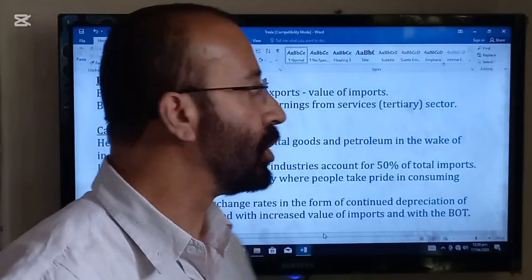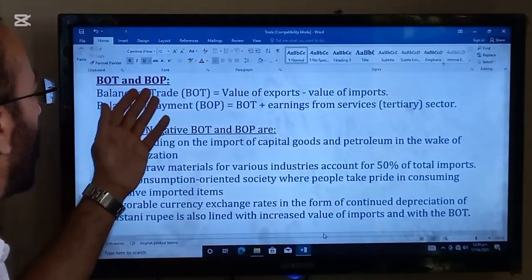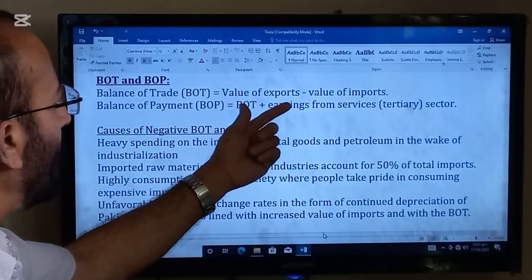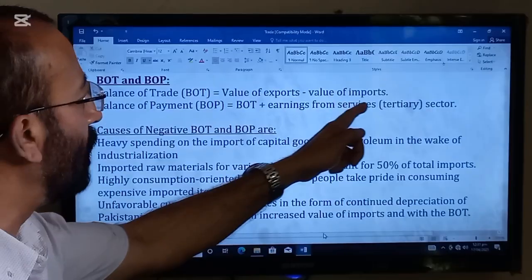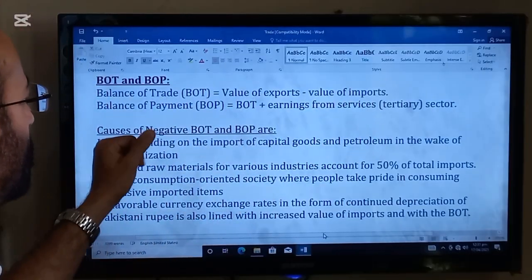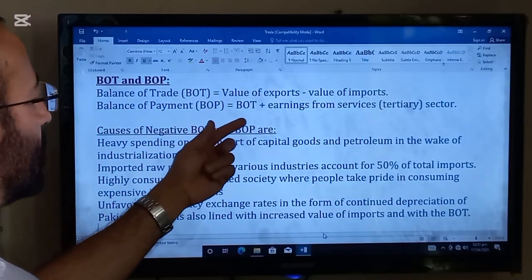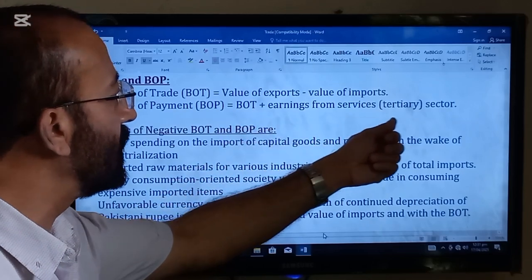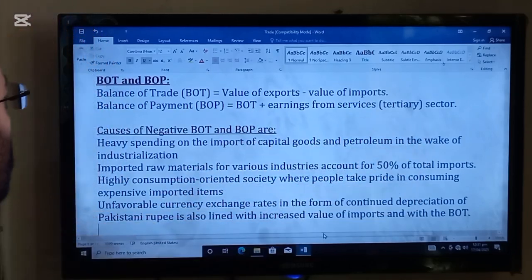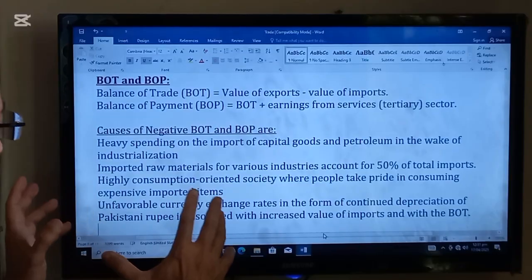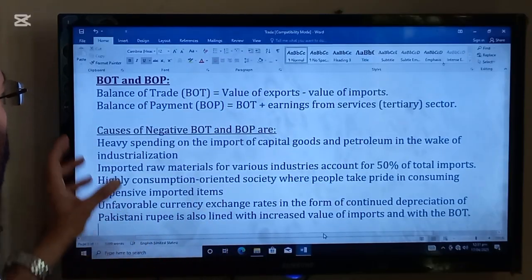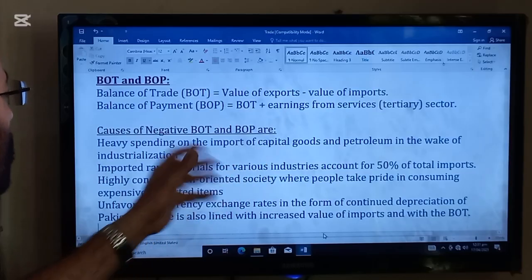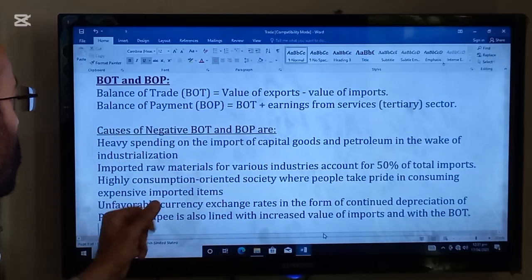Next topic in the lecture is the balance of trade and the balance of payment. Balance of trade is equal to the value of exports minus the value of imports. So this is balance of trade. And balance of payment is balance of trade plus earnings from services, that is the tertiary industry. So the first thing we are going to read in the topic is the causes of the negative balance of trade and balance of payment. So we are going to discuss the causes.